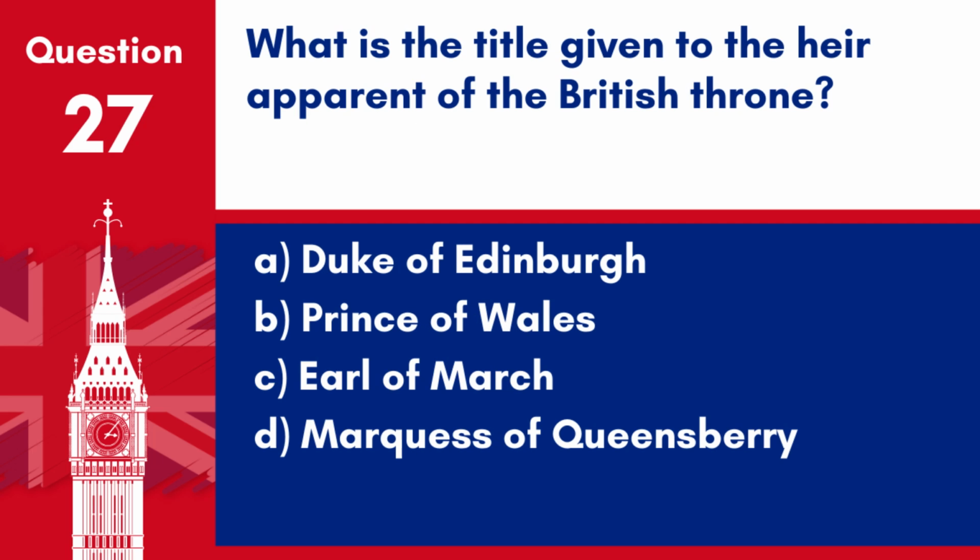Question 27. What is the title given to the heir apparent of the British throne? A. Duke of Edinburgh. B. Prince of Wales. C. Earl of March. D. Marquess of Queensberry. Answer: B. Prince of Wales. The title traditionally given to the heir apparent of the British throne is Prince of Wales.